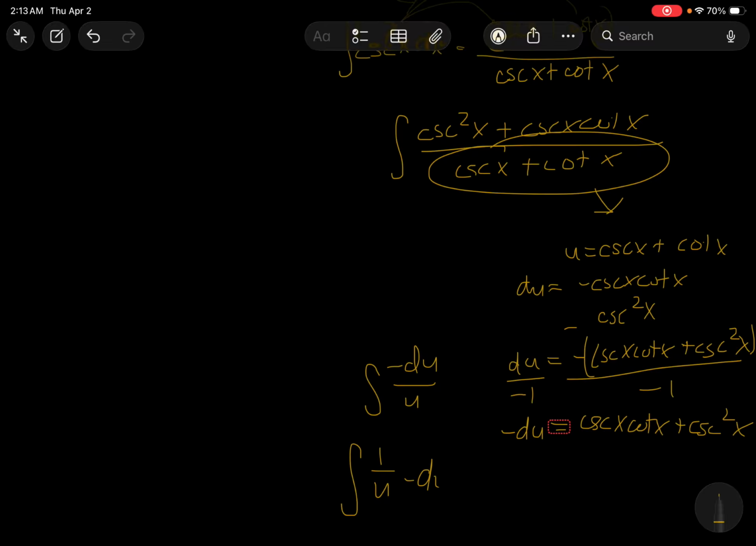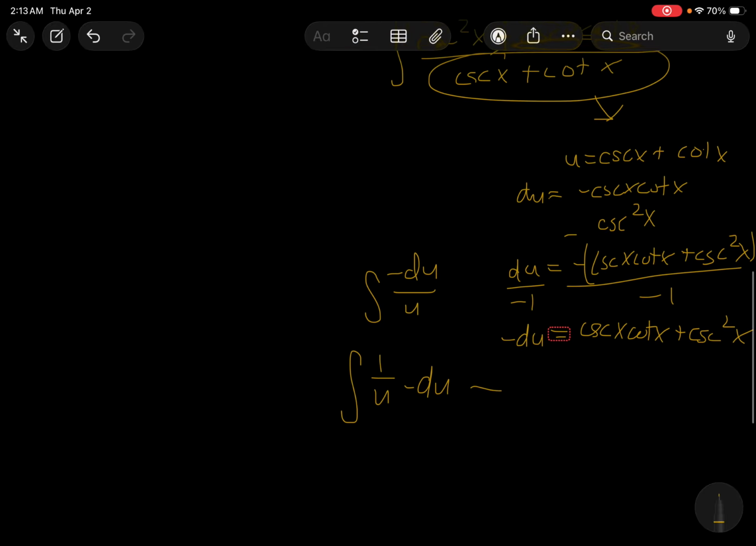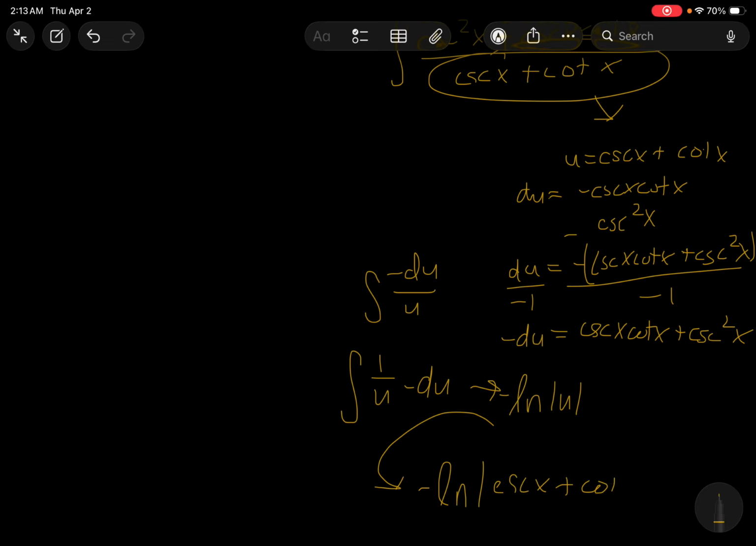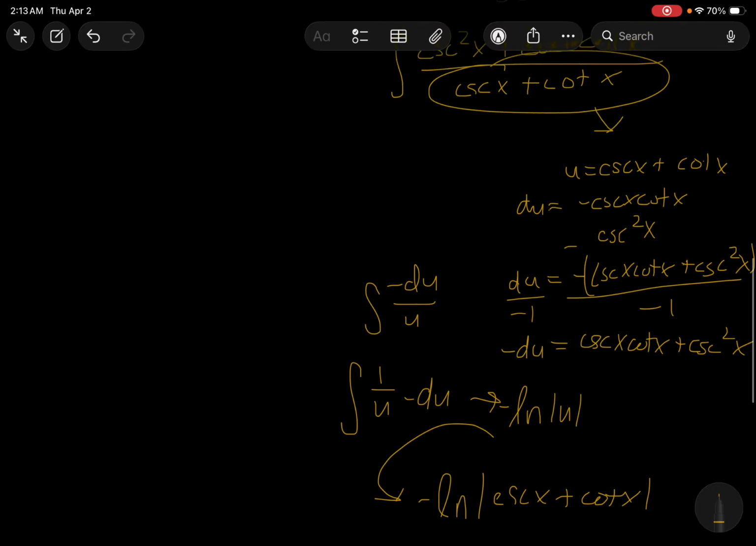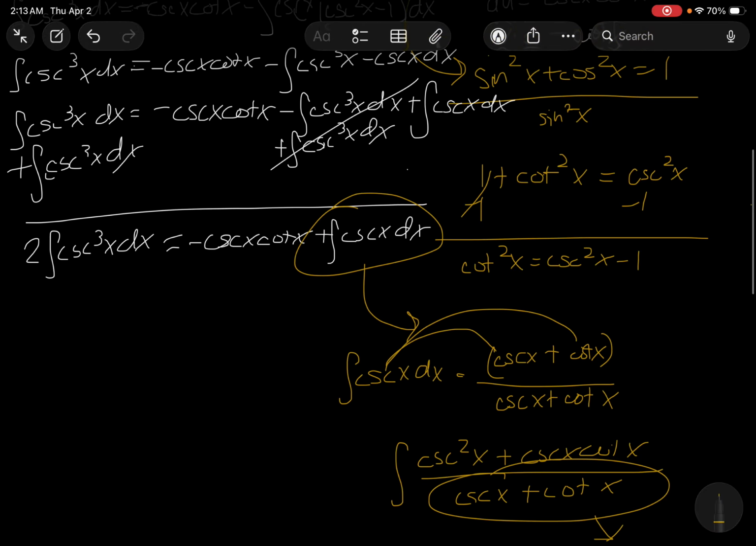Or we could rewrite it as that. If you memorized your integrals, this is going to be the natural log, negative ln of u. And then we're going to rewrite that as negative ln of, we're going to reinforce the u function into this, which was CSC of x plus cotangent of x. And now we're going to plug that back in to this equation here.